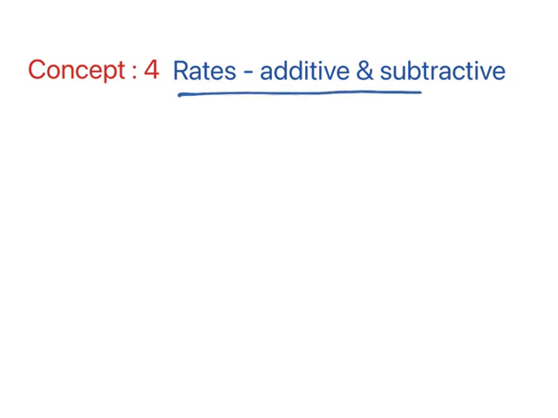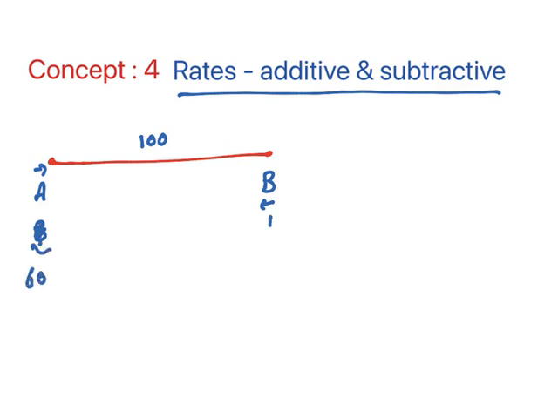Now the last one. Rates are additive and subtractive. You need to understand this properly. In certain questions there is a certain distance traveled by 2 different vehicles, A and B. Imagine A is running from the starting point and B is running from the ending point. Let's say the distance is 100 kilometers, A is running at 60 kilometers per hour and B is running at 40 kilometers per hour.